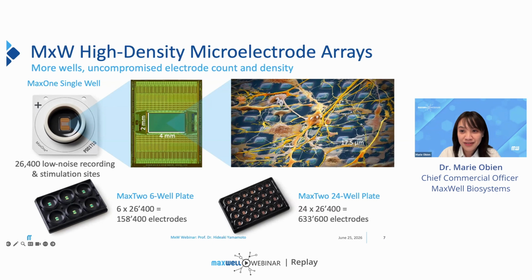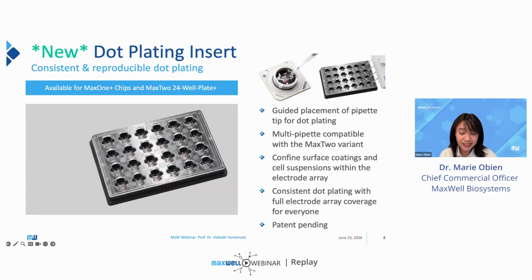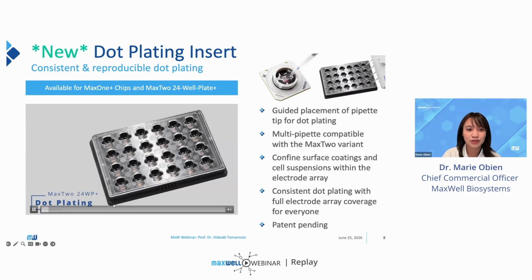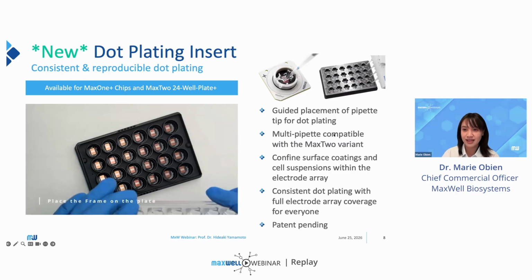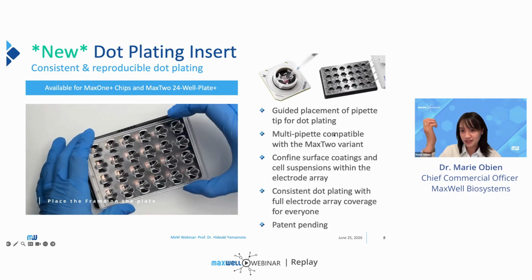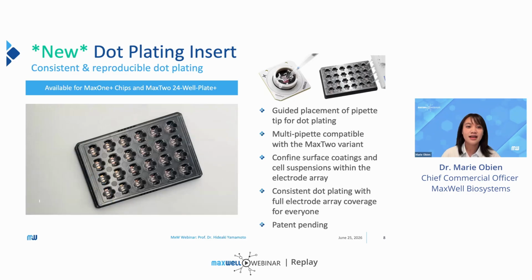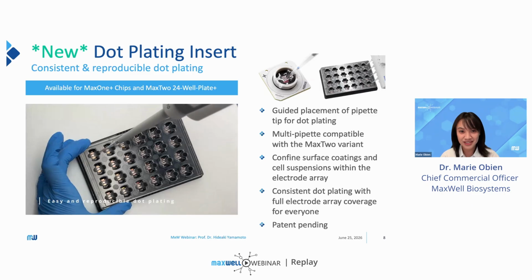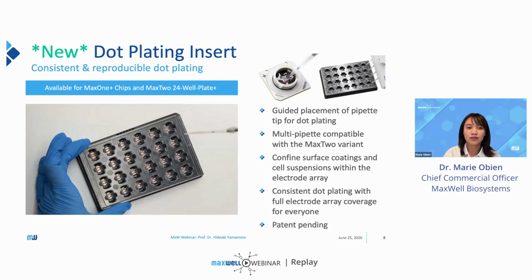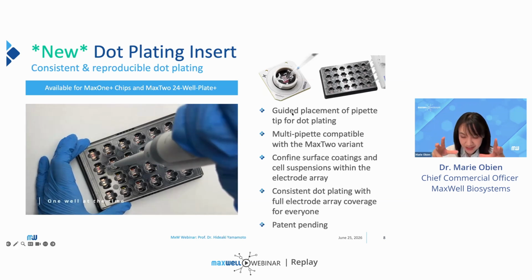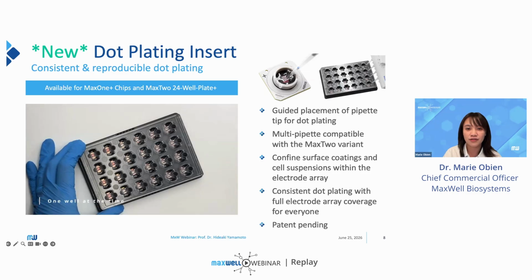Now, to enable better for your experiments, we have two accessories that we would like to share with you today. One is what we call the dot plating insert. So what it is essentially a tool to be able to allow us to center the cells properly and always have the same cell density independent of who it is that is doing the plating. So here you can see an example of how the 24 well plate dot plating insert is being used, and you will see that it's going to be very easy. There's a guide for your pipette, and you can also do it quite quickly without needing to really center and look at the center of the array.